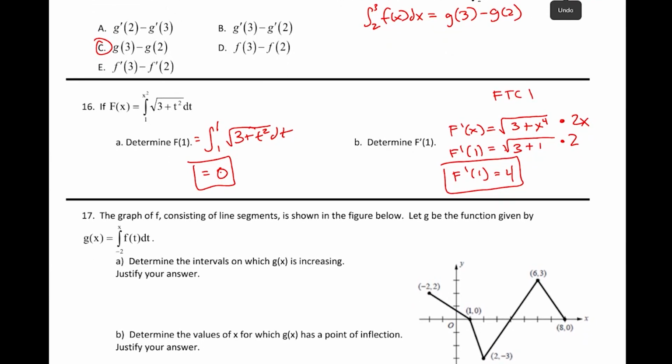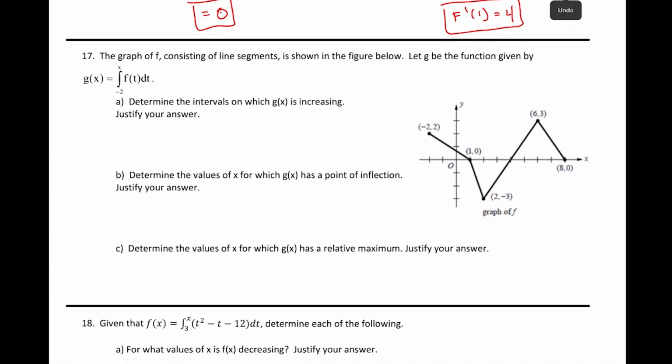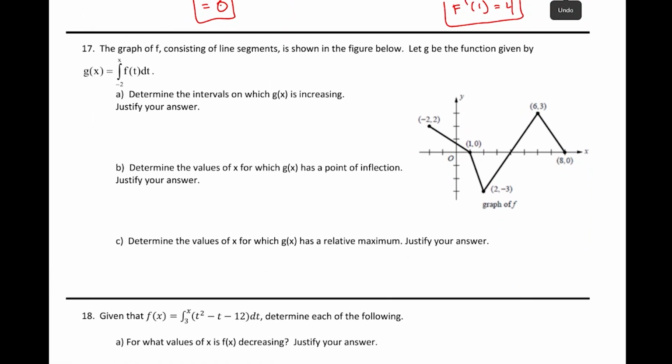Number 17, the graph of f, consisting of line segments as shown in the figure below. Let g be given by this function. Determine the intervals on which g is increasing. Okay, in order for g to be increasing, that means g prime must be positive. And then we want to justify our answer. So we need to know, where is g prime positive?